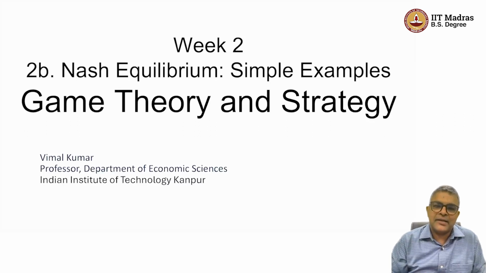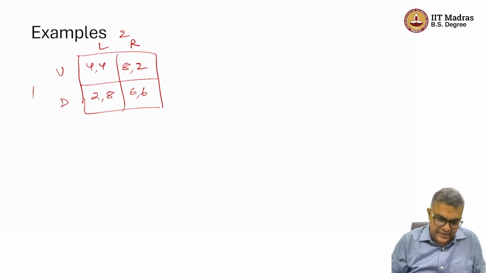Welcome back. In the previous video, we learned about Nash equilibrium. Now it is time that we look at some simple examples and obtain the Nash equilibrium for them. So here is an example. There are two players. Player 1 can either play U or D and player 2 can play either L or R. And because there are two actions each for both the players, there are four possibilities, and this table gives the payoff very succinctly.